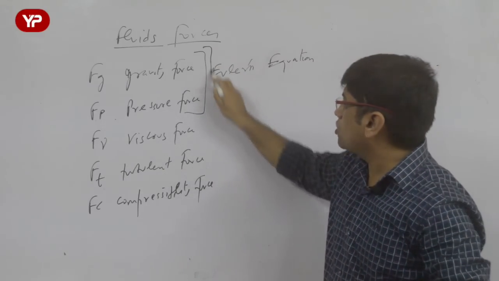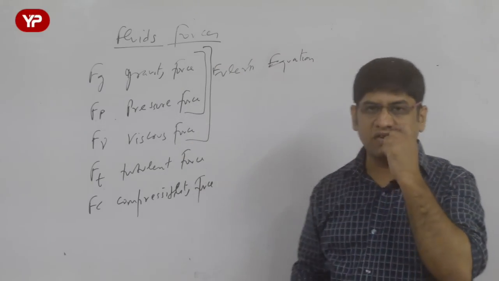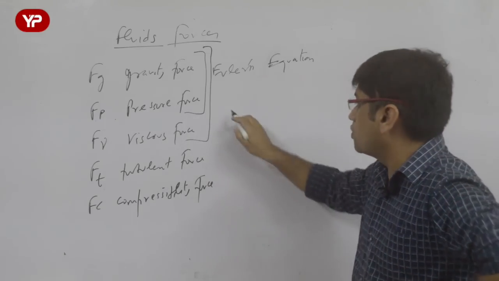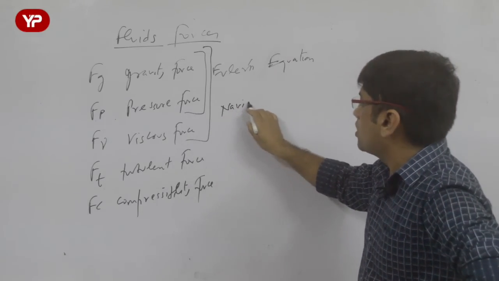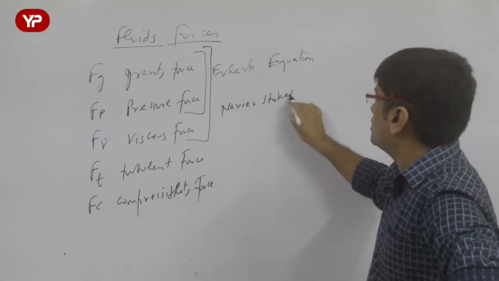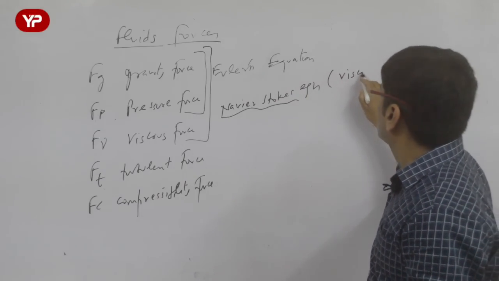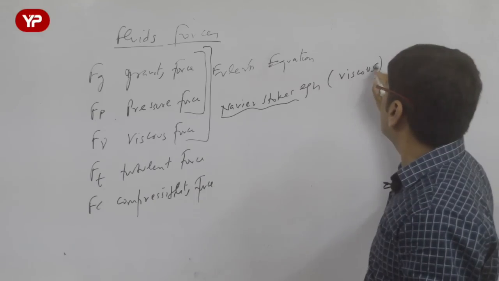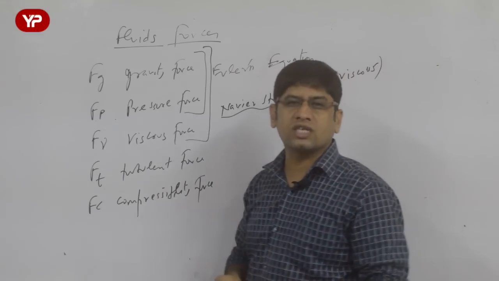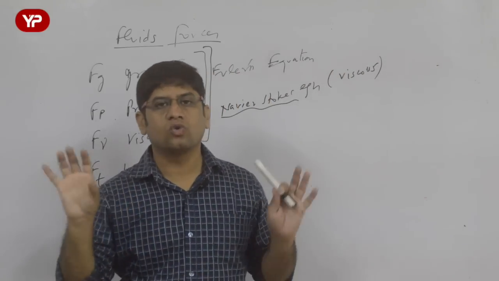If I add one more force into this, gravity, pressure, plus if I add viscous force, then that equation is called Navier-Stokes equation. So always remember that Navier-Stokes equation is connected with viscous effect. So think of viscous force, think of Navier-Stokes equation.